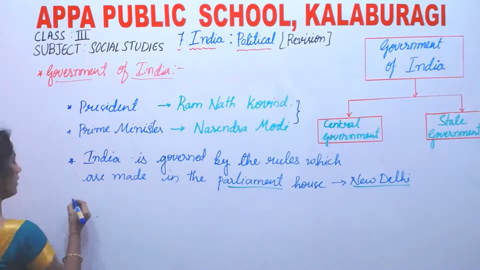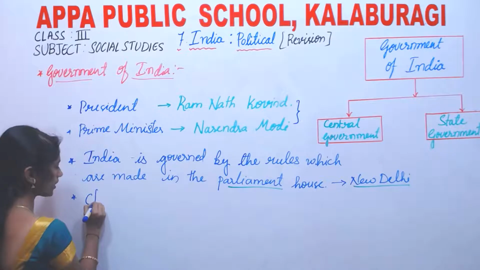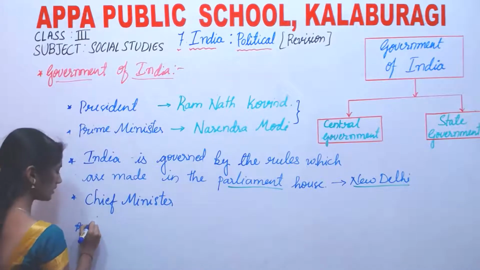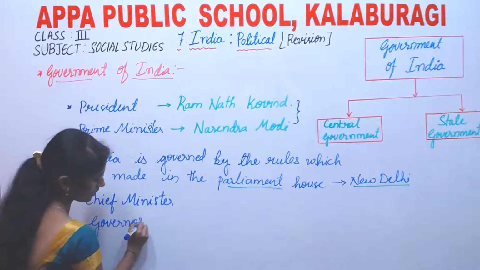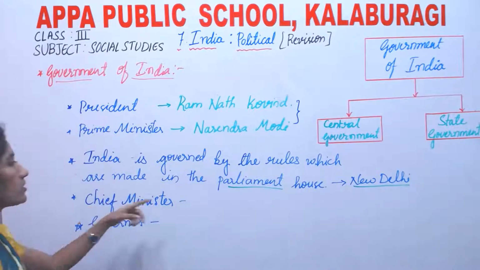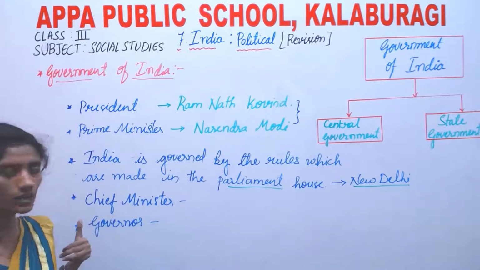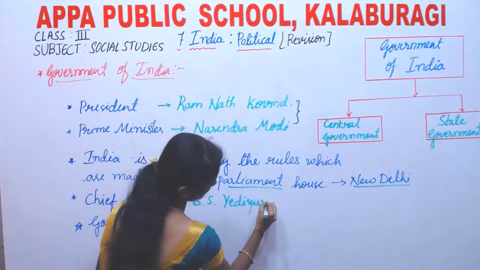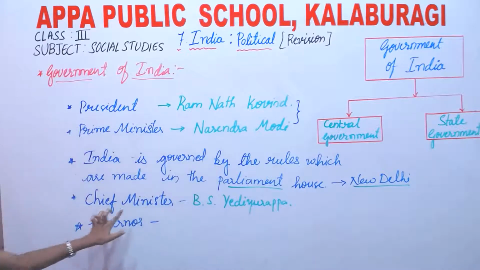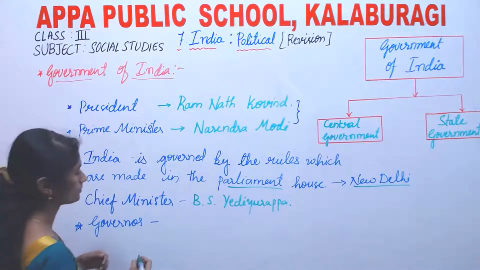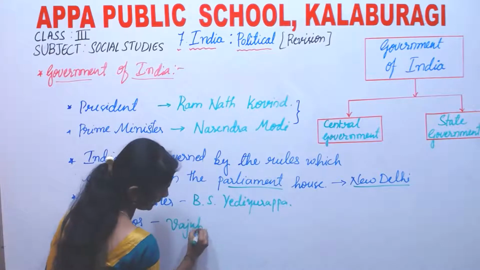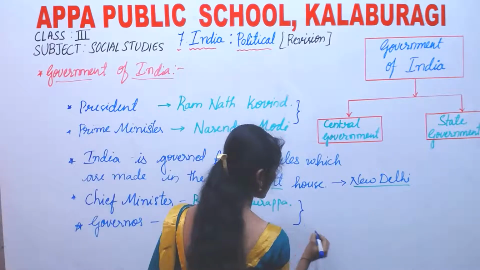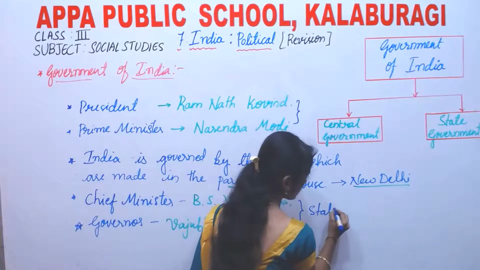Next, in the state government, the chief minister and the governor are the two most important persons. Who is the chief minister of Karnataka? B.S. Yediyurappa is the chief minister of Karnataka. Who is the governor, children? Vajubhai Wala. These two are the most important persons in which government? The state government.